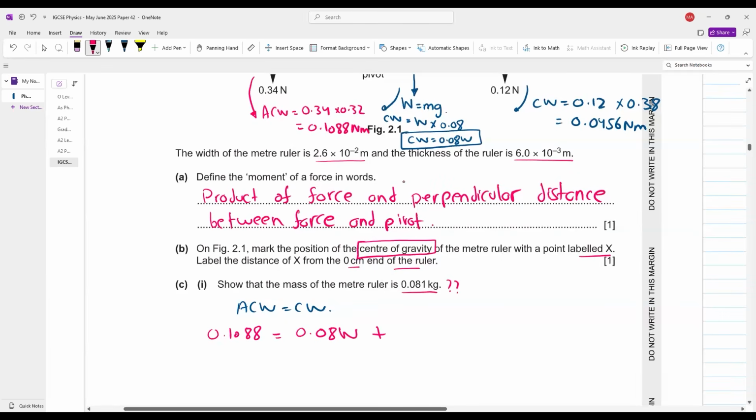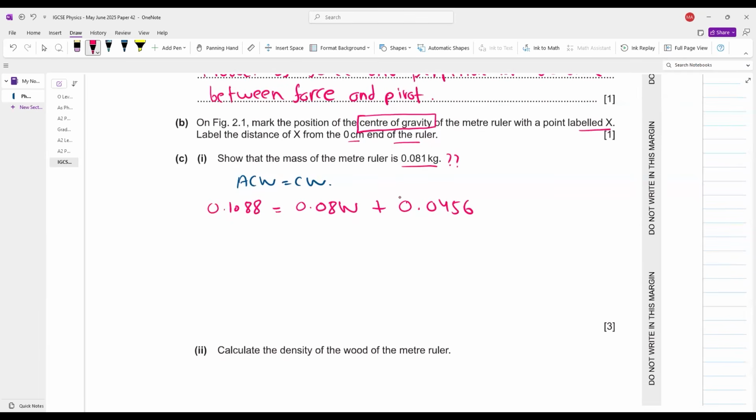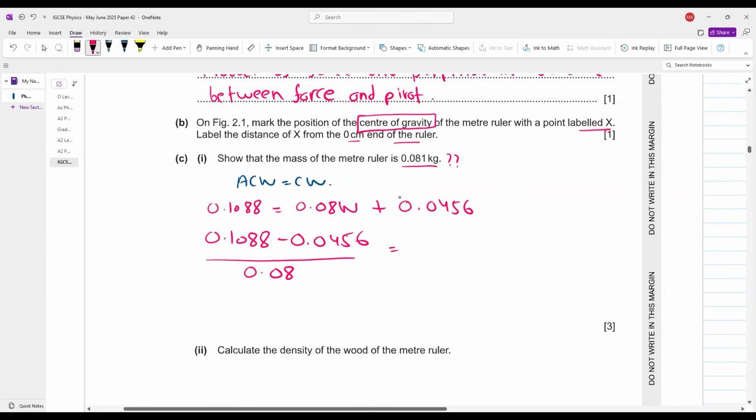0.08 W plus 0.0456. Okay. How will you calculate weight? Easy. 0.1088 minus 0.0456 divided by 0.08 is equals to W. What will your answer come out to be? Weight comes out to be 0.79.